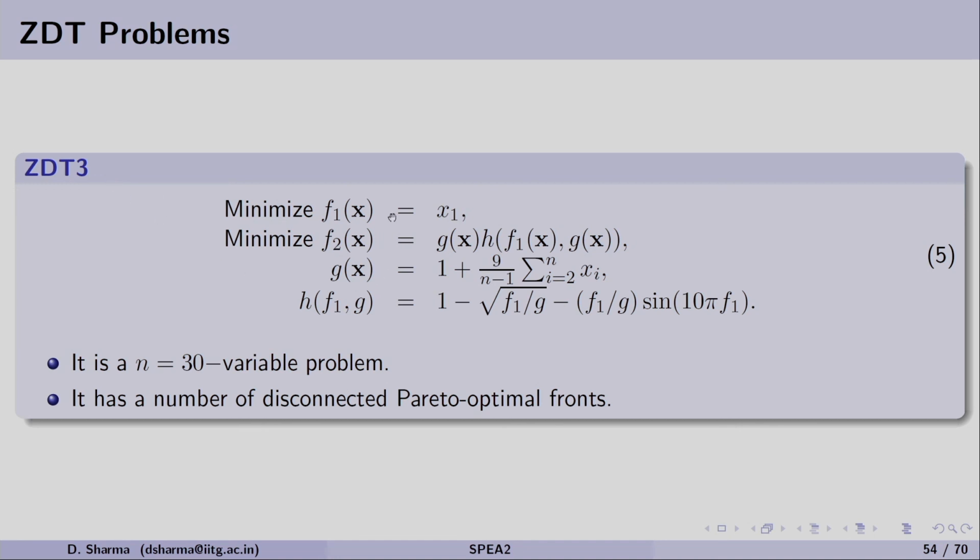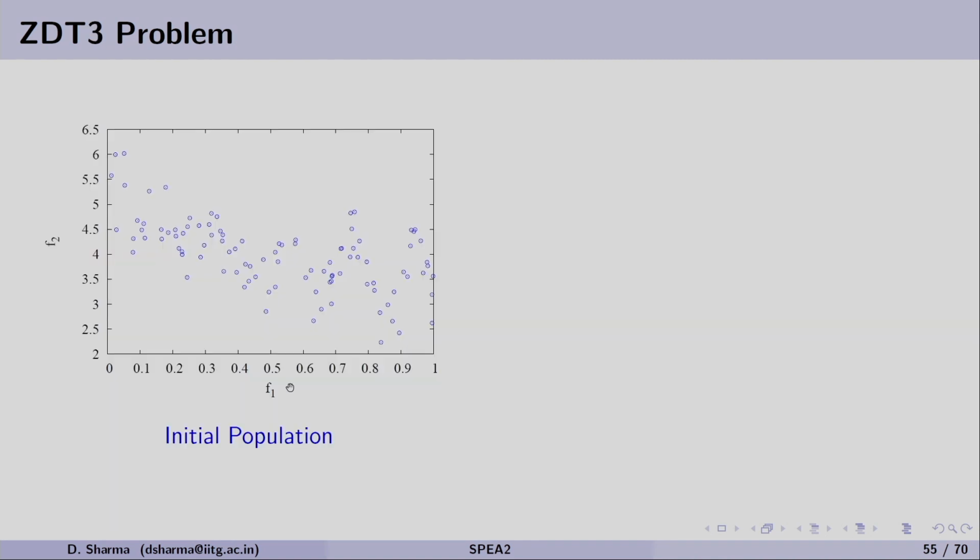Moving to the third problem, which is ZDT3. Here again the forms of F1, F2 and G are the same, but H has been changed, and in this case, since the sin x function is included, we can expect a disconnected Pareto optimal front for the given problem. This problem is also solved as a 30 variable problem, and here the solutions are distributed.